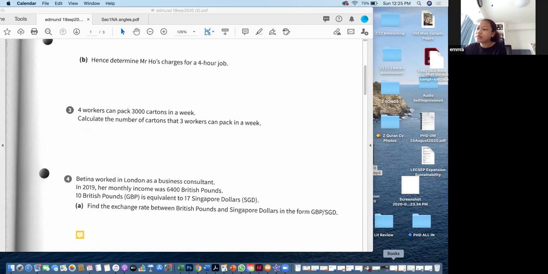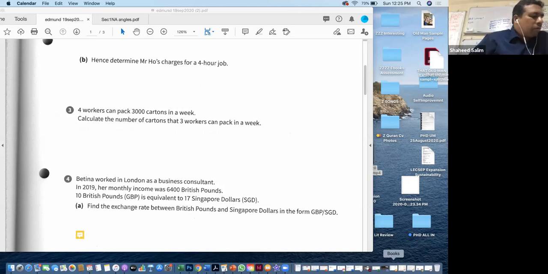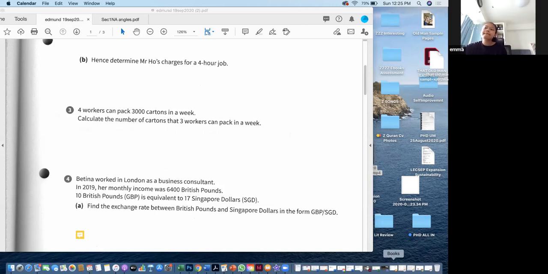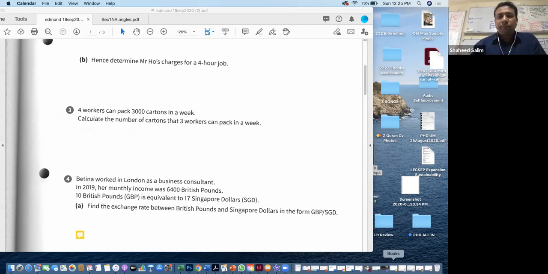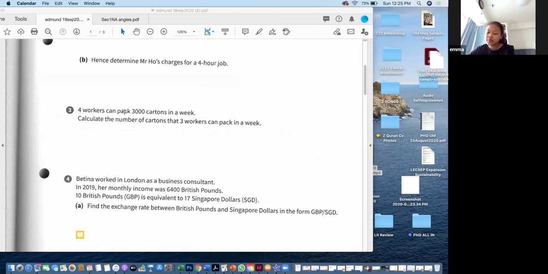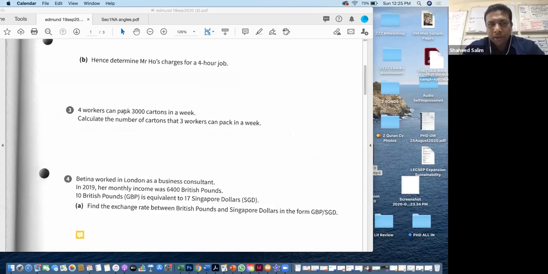$250. 250. Yeah. Just 250 only. That's all. Okay, my question to you is, one worker can pack how many cartons a week? One worker. Look at the logic of it. One worker, how much?